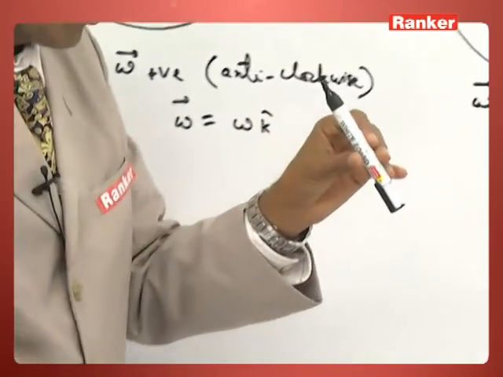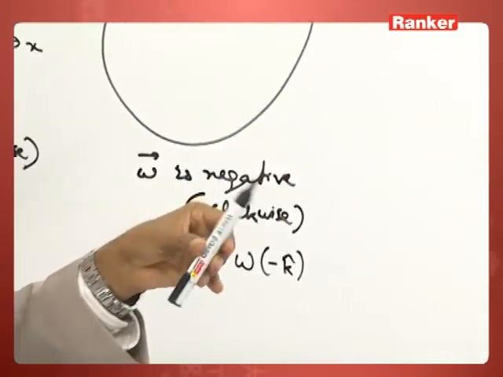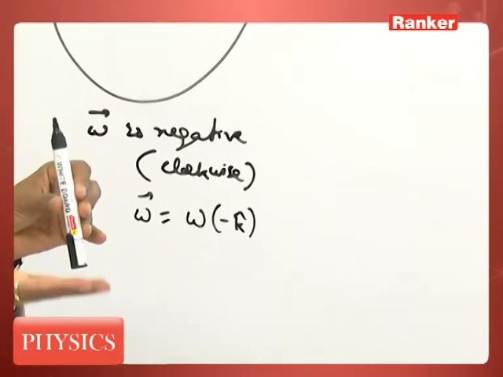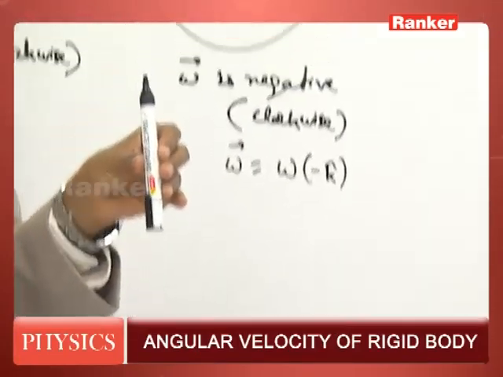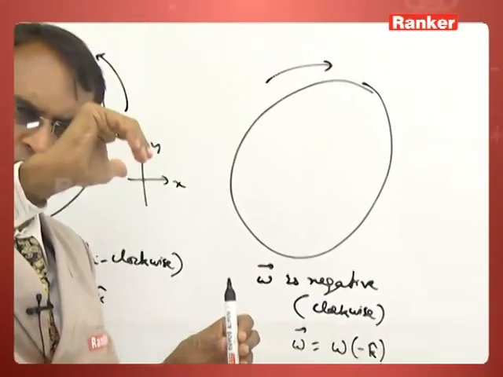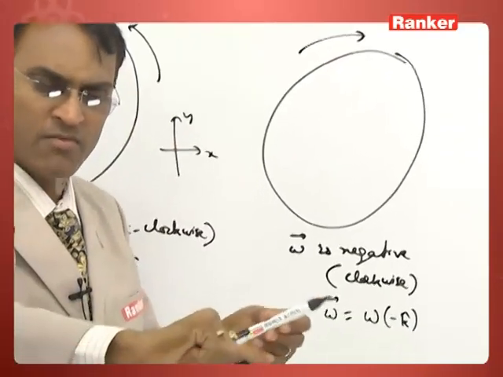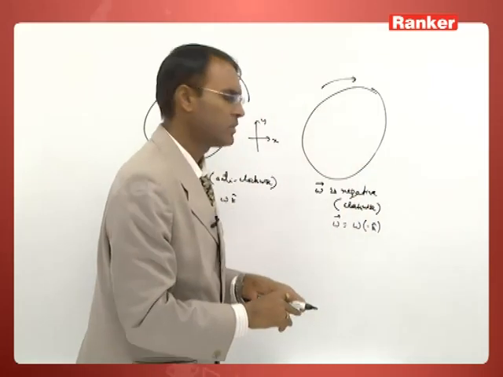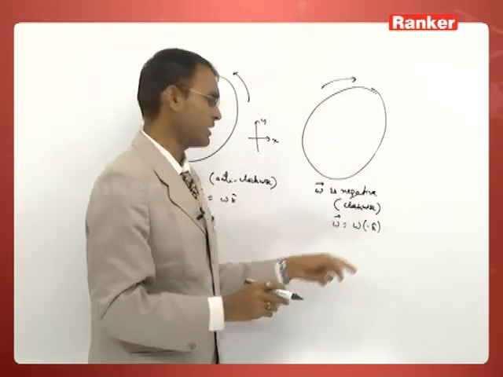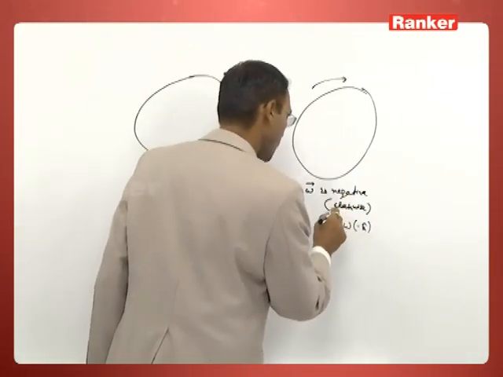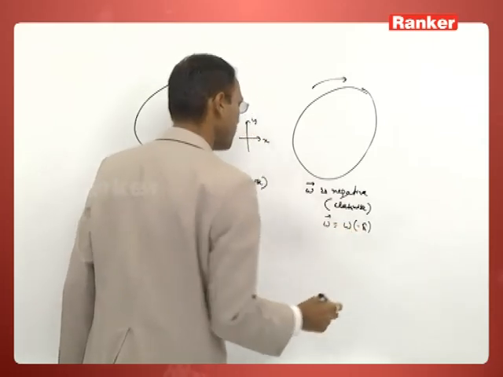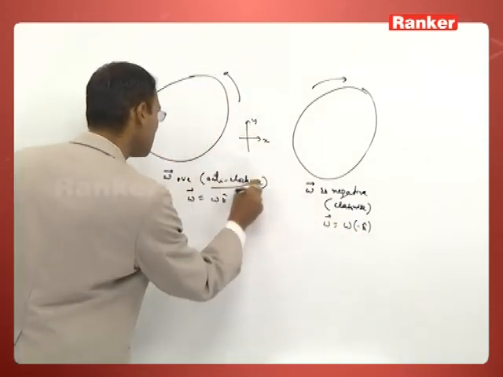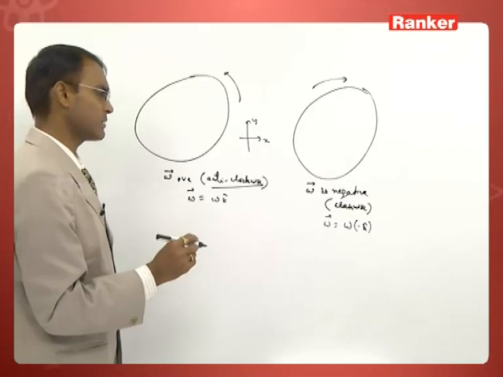Similarly, when this rigid body rotates in this way, meaning clockwise, you curl your fingers in the clockwise sense, and the extended thumb will be in the negative z direction or minus k cap direction. This is the clockwise sense or minus k cap direction. It is the anticlockwise sense or plus k cap direction.